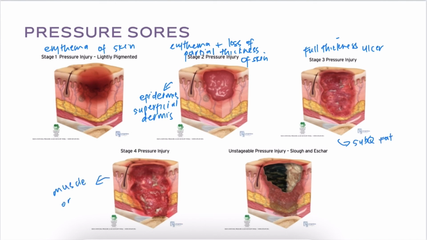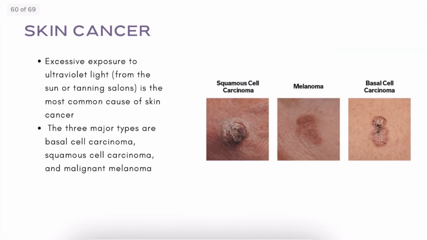We also have an unstageable pressure injury, which is obscured full thickness skin and tissue loss, in which the extent of tissue damage within the ulcer cannot be confirmed because it is obscured by slough or eschar. Skin cancer can also affect the integumentary system, and there are 3 major types as seen in the slide. So you have your basal cell, squamous cell, and malignant melanoma.